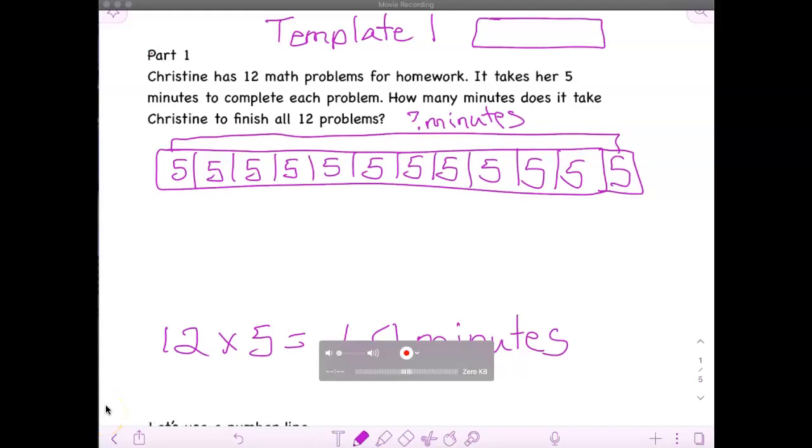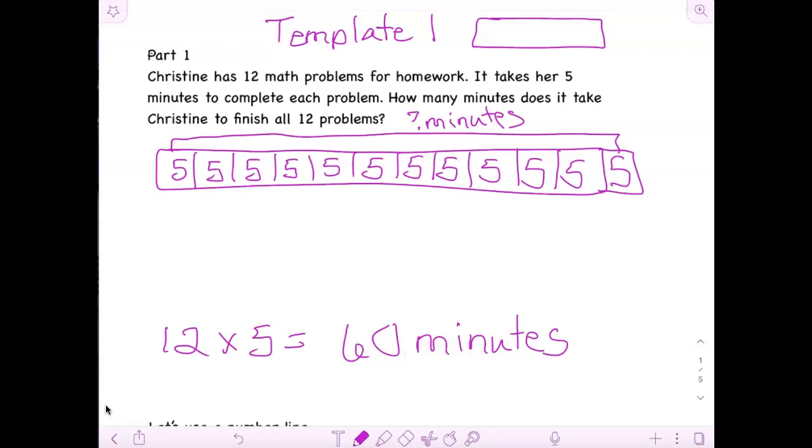Hi, boys and girls. This is Module 2, Lesson 2 for math, and we are talking about relating skip counting by fives on the clock and telling time to a continuous measurement model, which is a big word for saying we're going to use a number line to help us tell time.